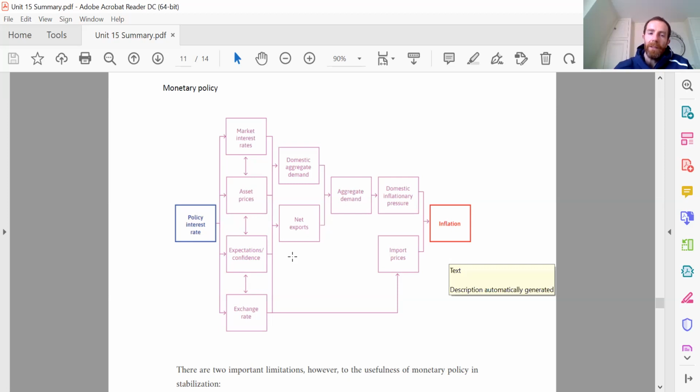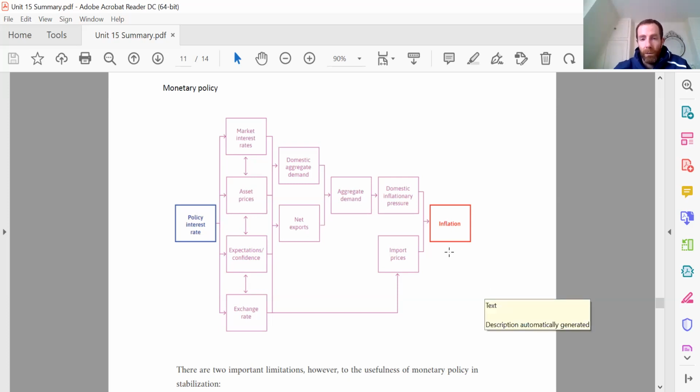So changes in the policy interest rate can feed through in all these different ways to the level of import prices and the level of aggregate demand. And these things together are going to determine the prices that consumers face and how those prices are going to change, and so can feed through to inflation. So this is sort of why the central bank using policy interest rate can have an impact on inflation.